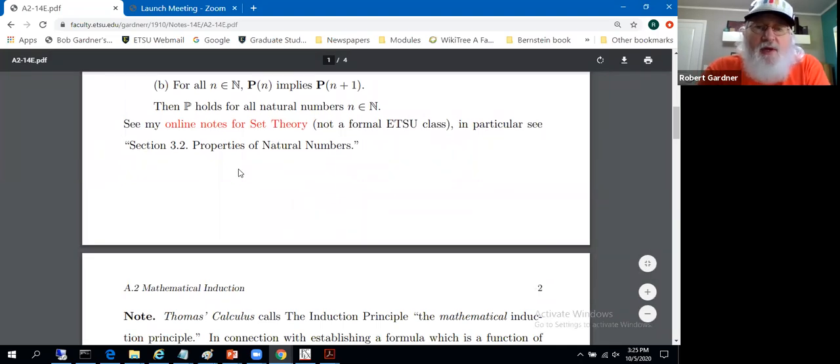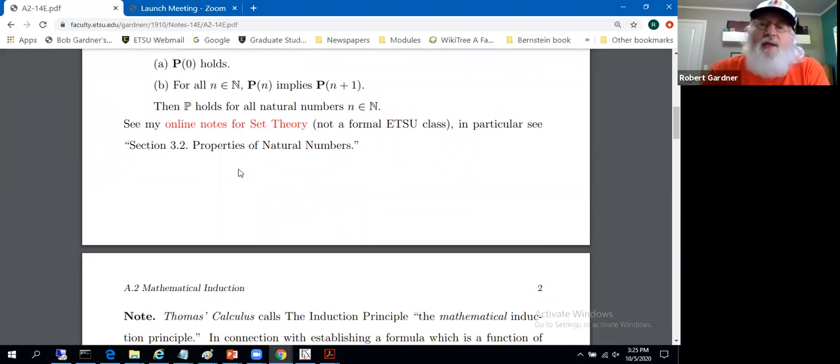I also have some notes online for set theory. ETSU sadly doesn't have a formal set theory class. If you follow the link to those notes, section 3.2 has properties of the natural numbers and elaborates on this a little bit.